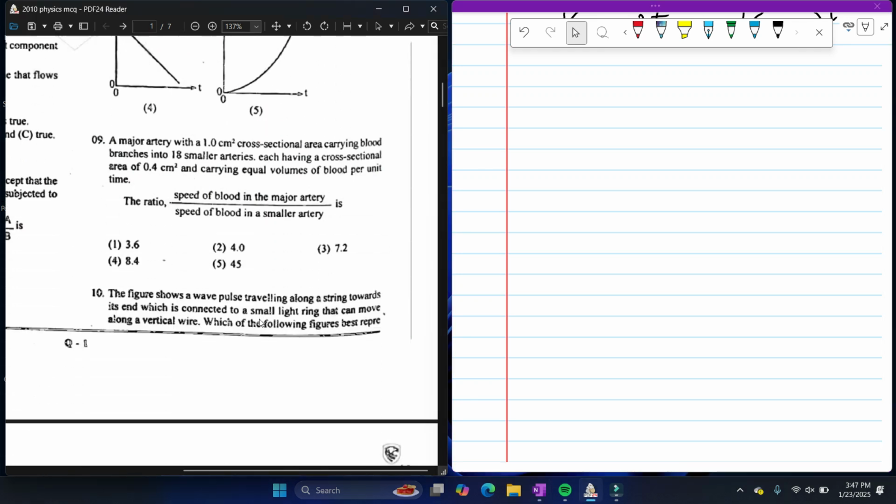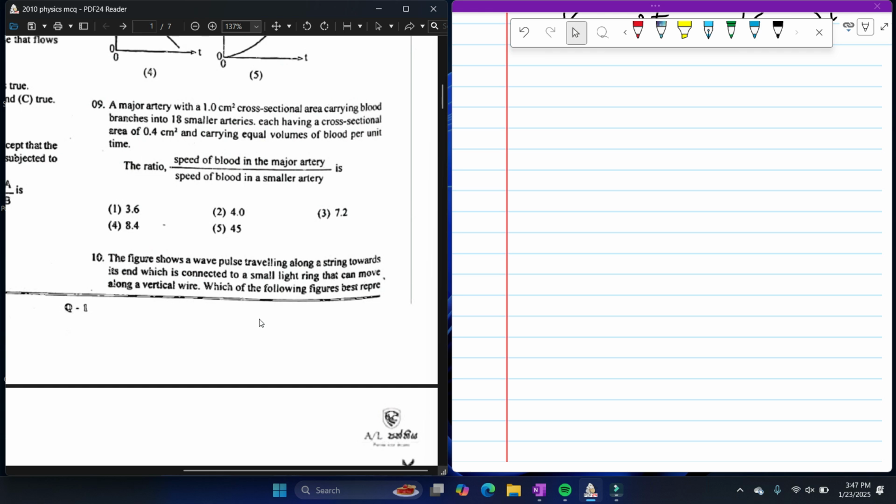A major artery with 1 centimeter square cross-sectional area carrying blood branches into 18 smaller arteries, each having a cross-sectional area of 0.4 square centimeter and carrying equal volumes of blood per unit time. In this case, they are talking about a main artery and a small artery, where the main artery is a collection of 18 such smaller minor arteries.